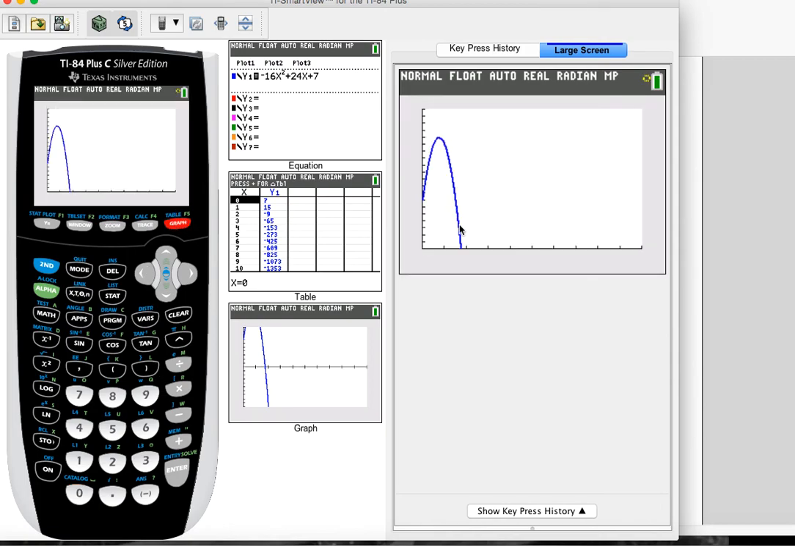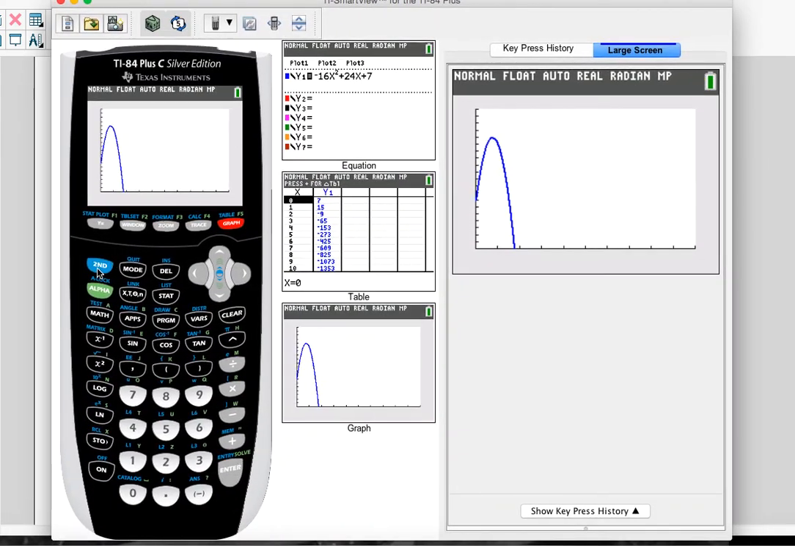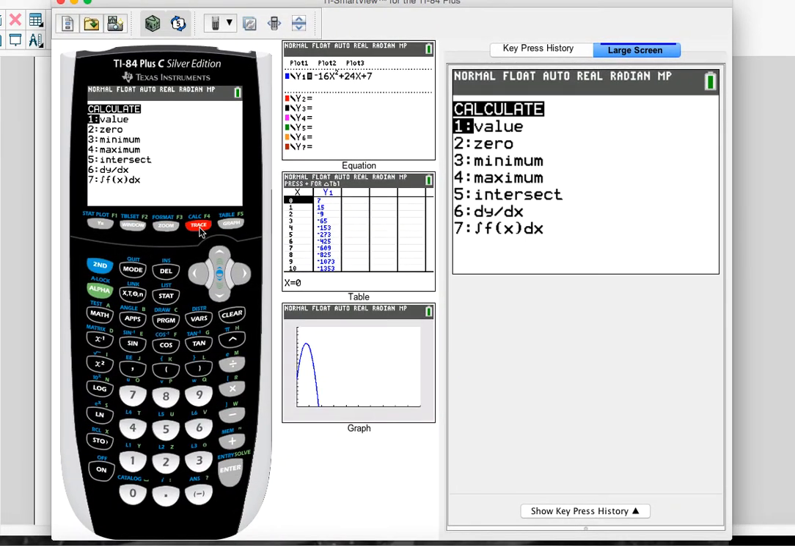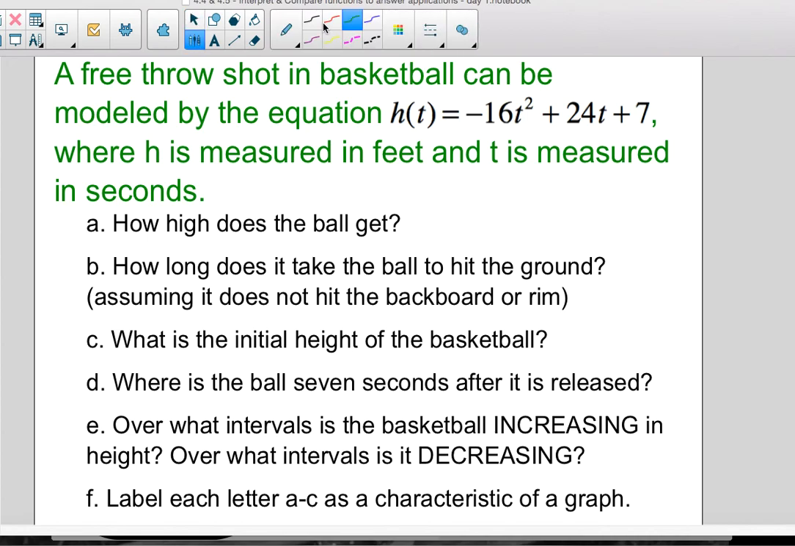All right, so we have this graph right here. So question A, how high does the ball get? Just do maximum if we want to do it that way. Or if you did negative b over 2a and then plugged it in, you could have done it that way. Let's see what we get here. All right, enter. Right bound, enter, enter. All right, so we have a maximum of 16 feet, right? So how high does the ball get? 16 feet.